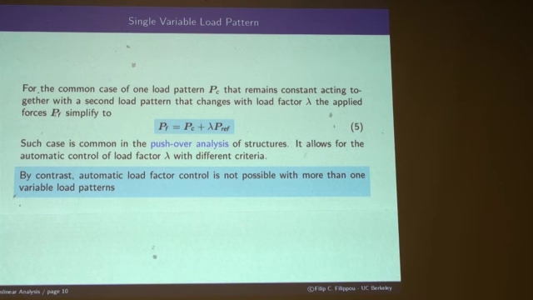And in this case, it is possible to have automatic control of the load factor lambda under certain criteria, with different criteria, right? So if you intend to analyze a softening structure, as you will see in a moment, you're supposed to be able to control the load factor lambda to track the post-peak response, obviously. To be able to do that, you need to have just a single load factor that you can control.